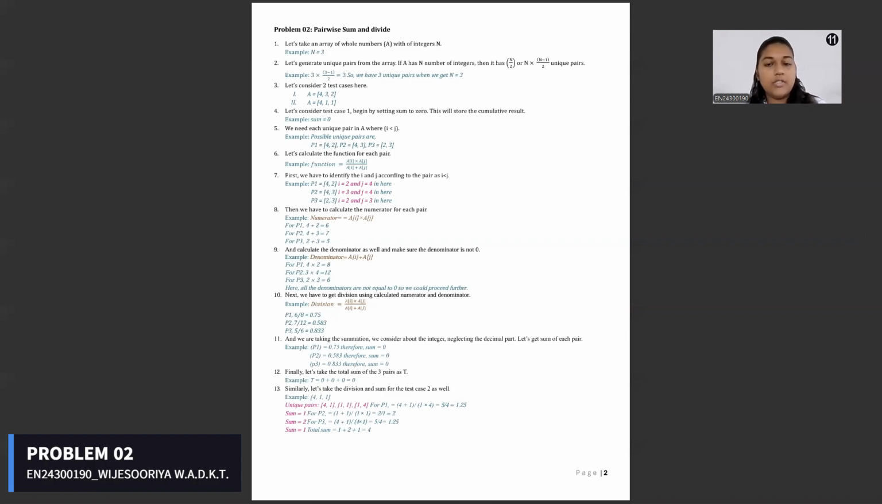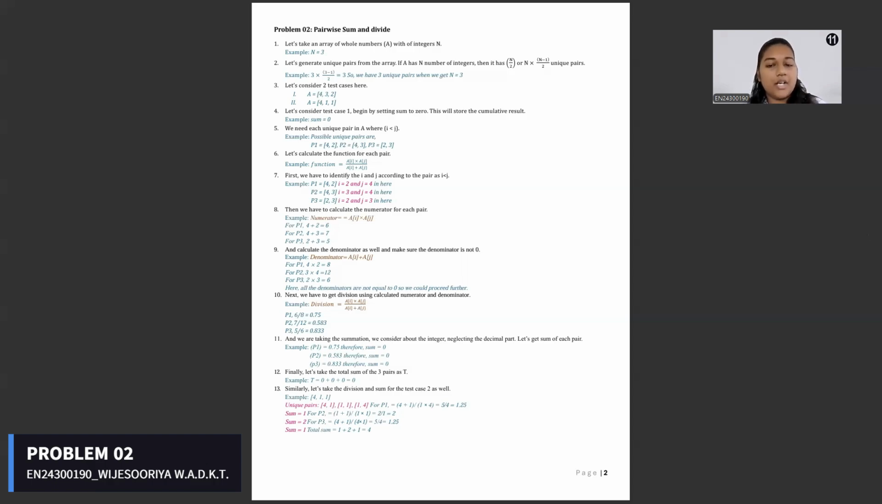So our function is to divide the sum of 2 integers by the product of 2 integers. So using this function, we have obtained the numerator and denominator values for each pair. And we have to make sure that the denominator is not equal to 0, as it will be undefined if it is 0. So then we have obtained the results after division, and we only consider the integral part of the result, neglecting the decimal part of it. Therefore, for all 3 pairs, we have obtained 0 as in this document. So our total sum is equal to 0 as well.